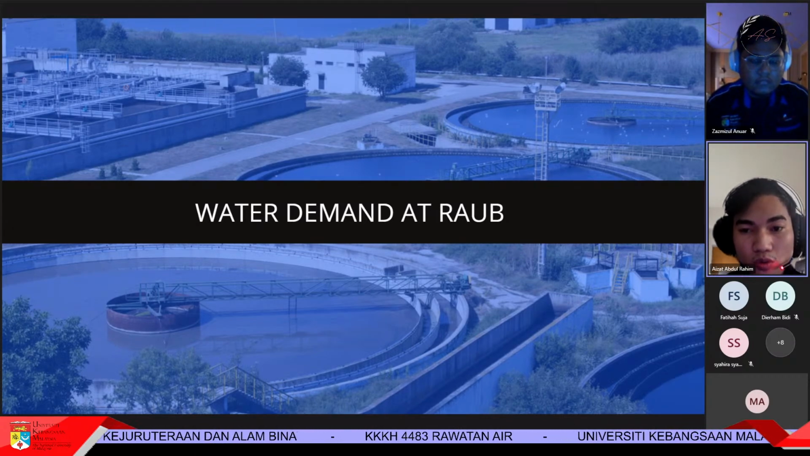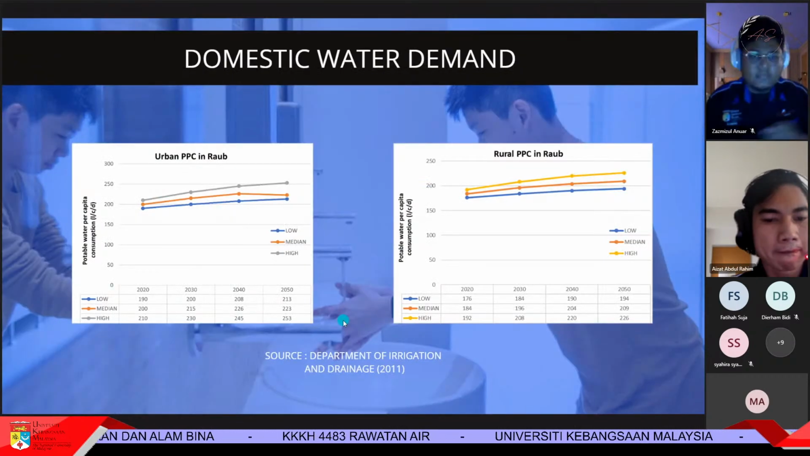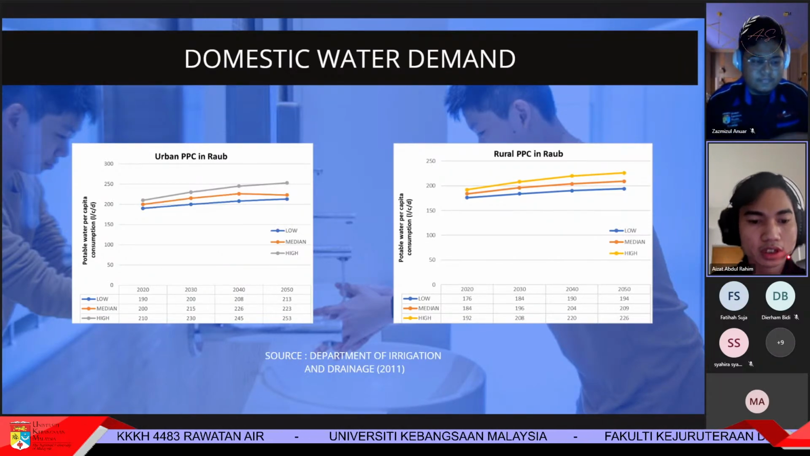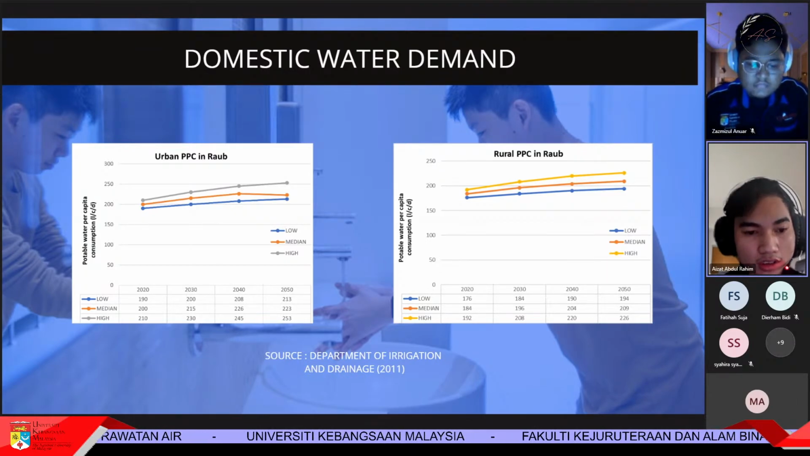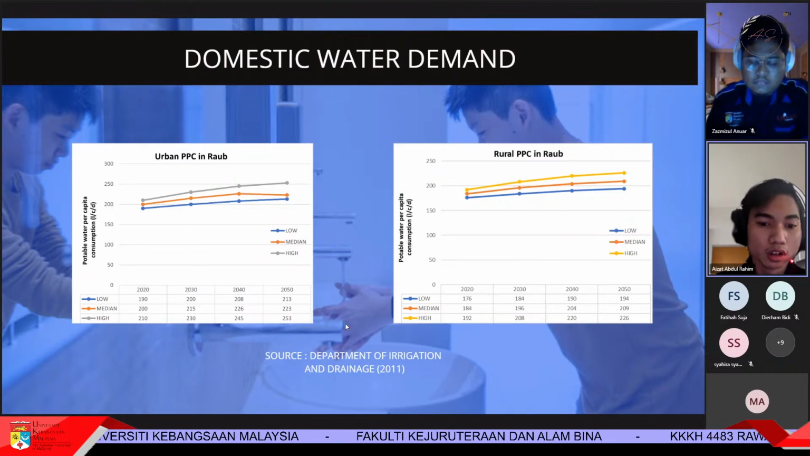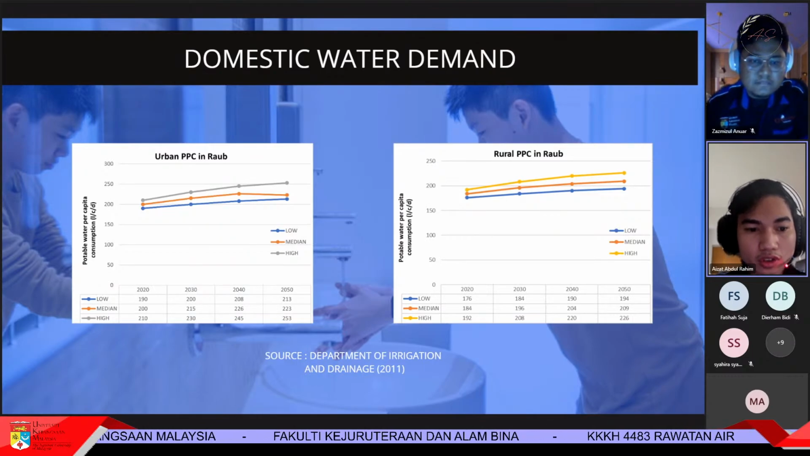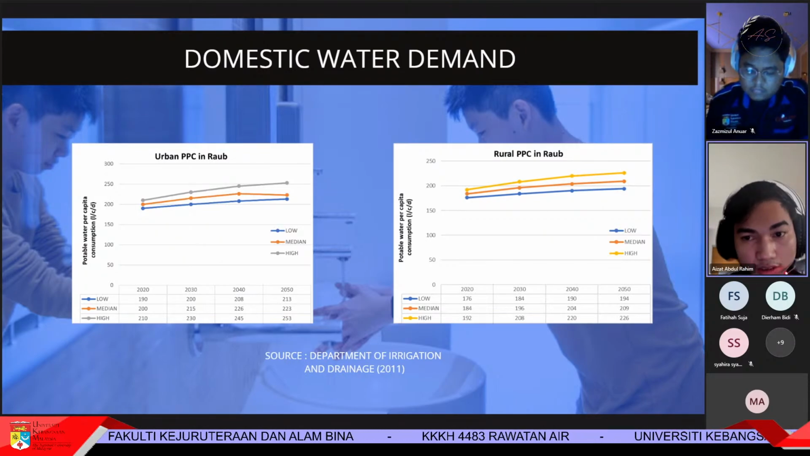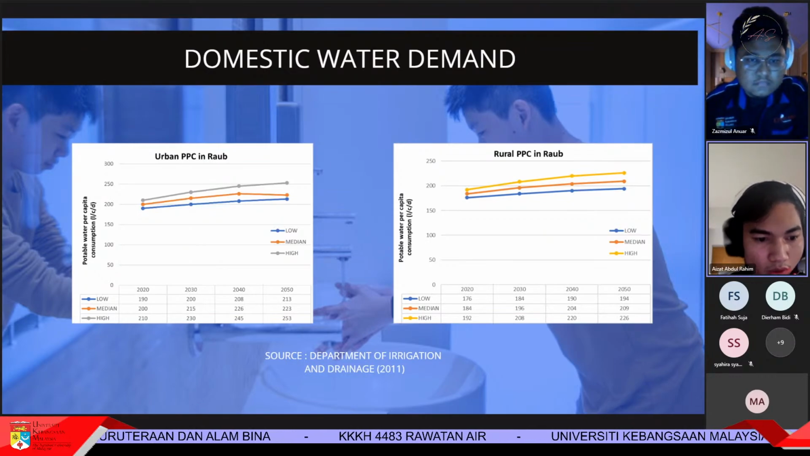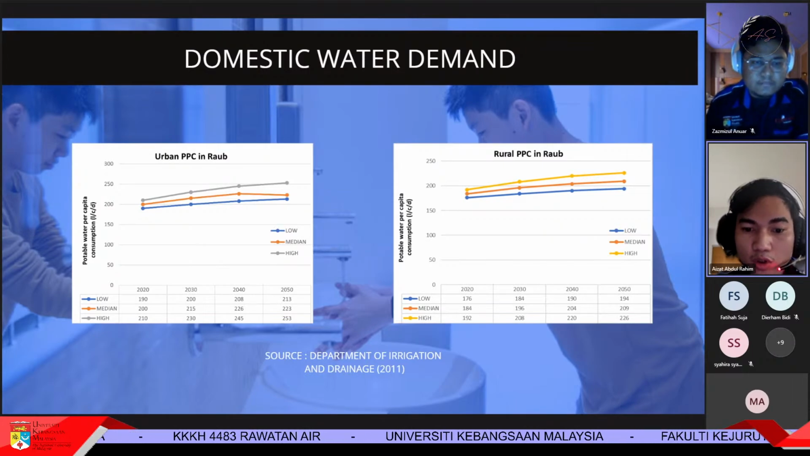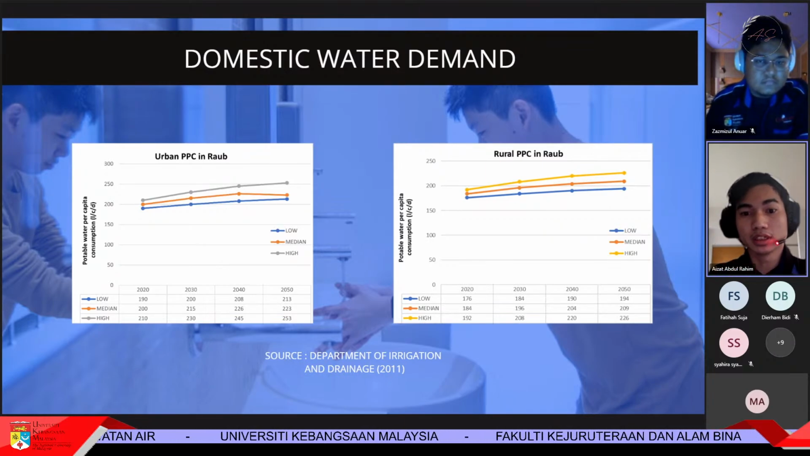So now we are moving to the water demand at route. This is the domestic water demand. According to the Department of Irrigation and Drainage 2011, they forecast two different areas: urban potable water per capita consumption and rural potable water per capita consumption. As you can see, the urban per capita consumption is higher than rural. An average of 190 liters per capita per day is needed for a person who lives in urban areas, while the lowest, 176 liters per capita per day, is needed for a person who lives in rural areas.